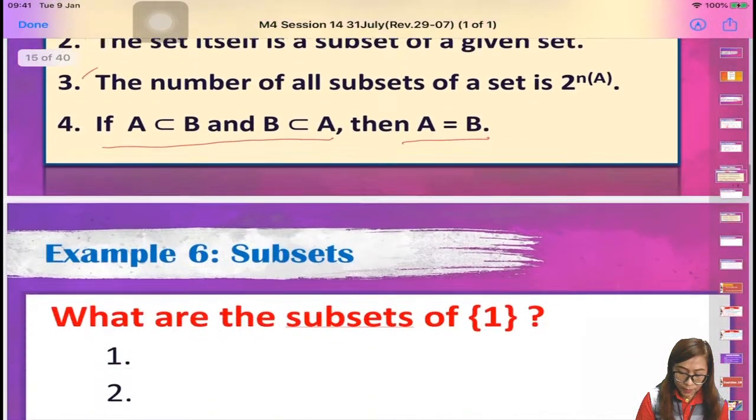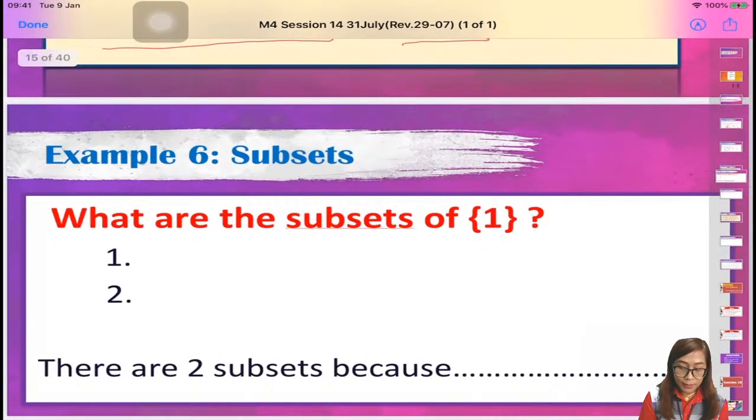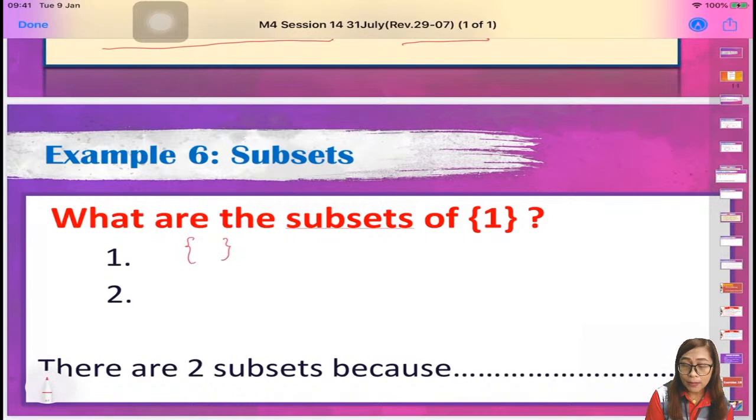Okay. So, example number 6 about subsets. What are the subsets of the set of 1? There are two subsets of 1. The first is the empty set. And the second one is the set itself, which is the set of 1. Okay, 1, 2. There are two subsets because of the formula. What is the formula? It's 2 to the power of n of A.